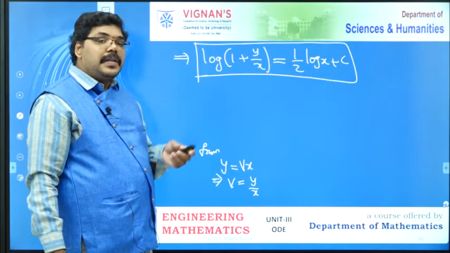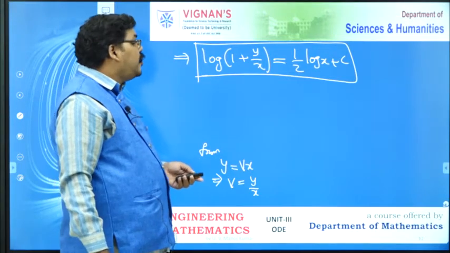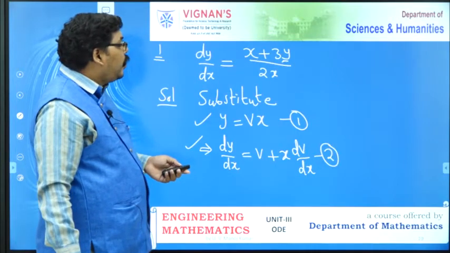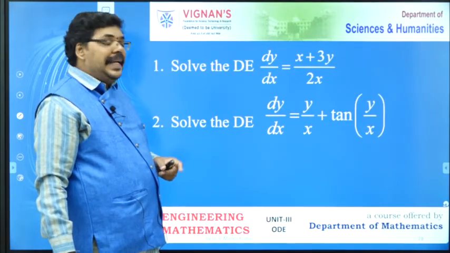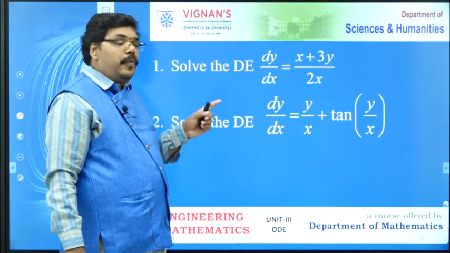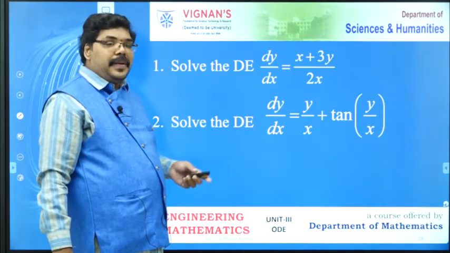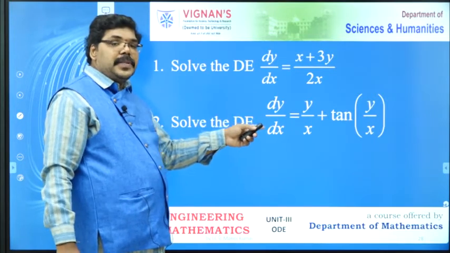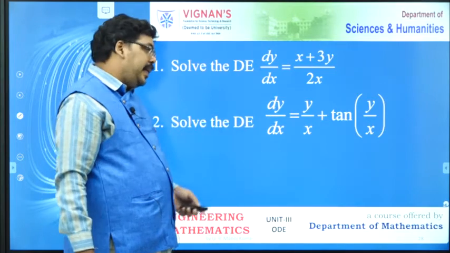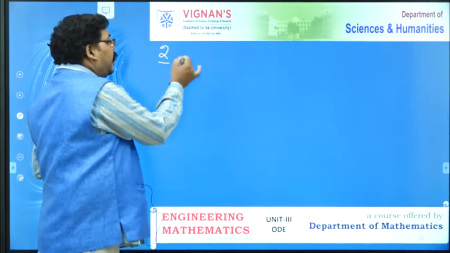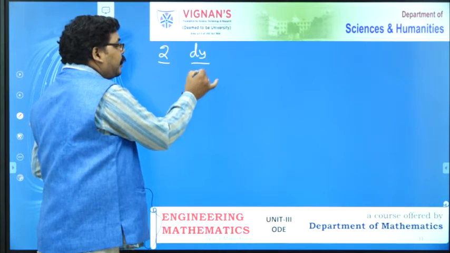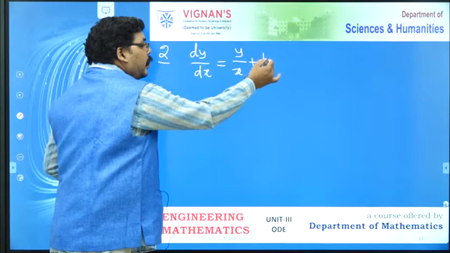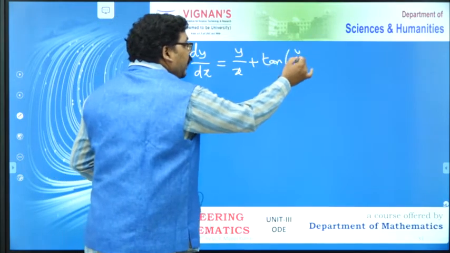Okay, now we will solve the second differential equation. On the homogeneous differential equations, the second problem is dy by dx equals y by x plus tan y by x. So now we will solve this differential equation. dy by dx equals y by x plus tan y by x. Let us write the differential equation given.